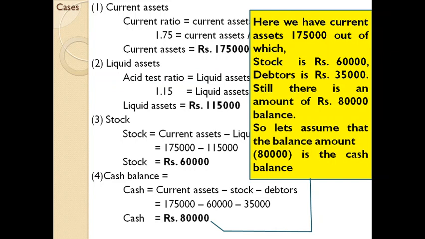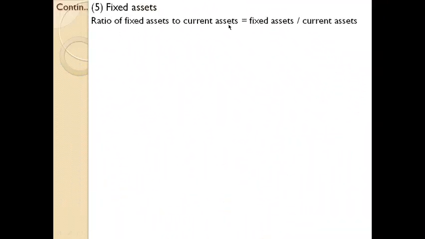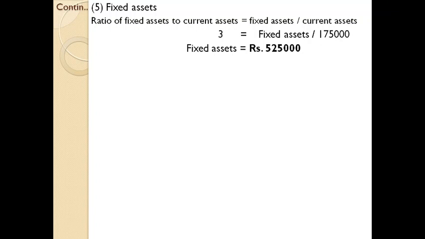Next we will discuss fixed assets. In the question it is said that the ratio of fixed assets to current assets is 3. We already know the amount of current assets, so you can easily find the amount of fixed assets. The ratio of fixed assets to current assets is fixed assets divided by current assets. And this ratio is 3. So 3 equals fixed assets, which we don't know, divided by current assets, which we just found. So you will get fixed assets 5,25,000.